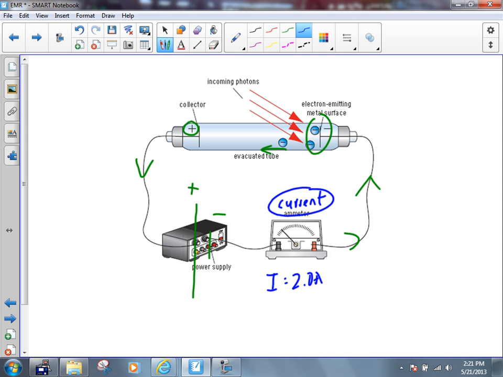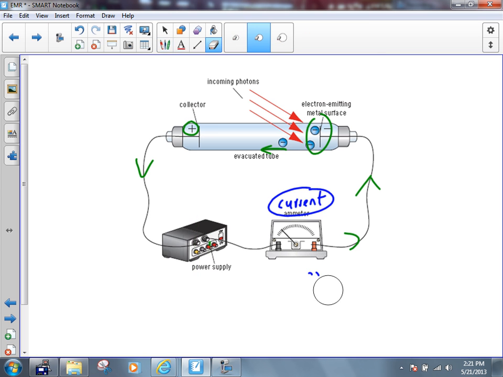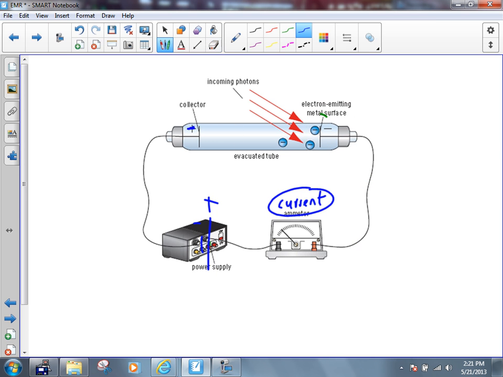Now let's switch around this power supply. Let's swap it around so that this power supply is set up like this. Negative end of the power supply, positive end of the power supply. That makes this collector a negative plate, and it makes this one over here a positive plate.